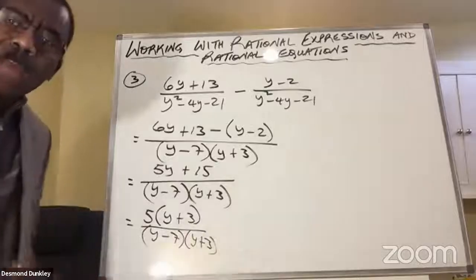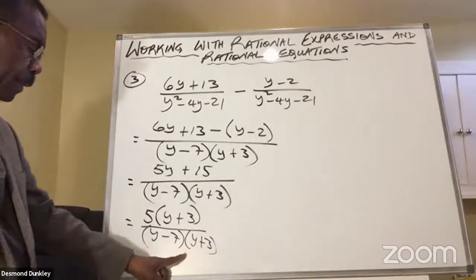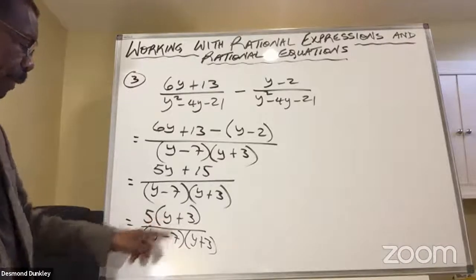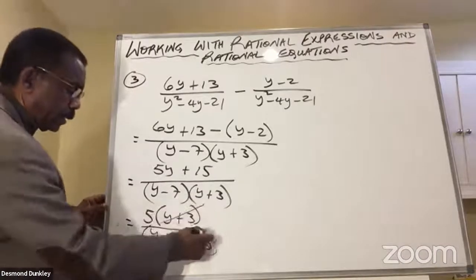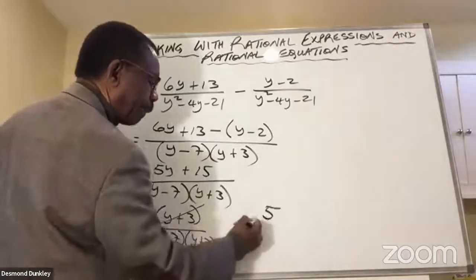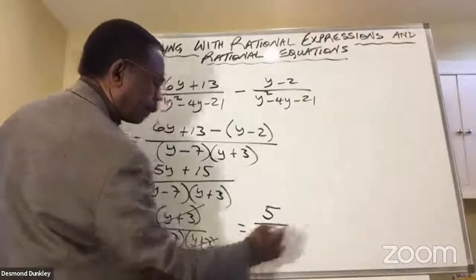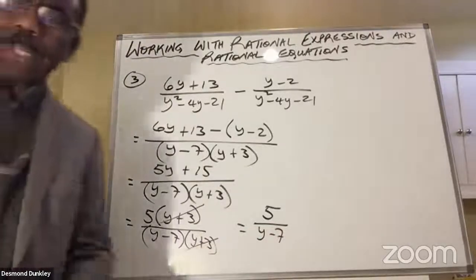Now you can see why we factorize, because now you have a multiplication by y plus 3 on top and on the bottom. So this cancels that. So your final answer is going to be 5 over y minus 7. I think you're getting the drift.